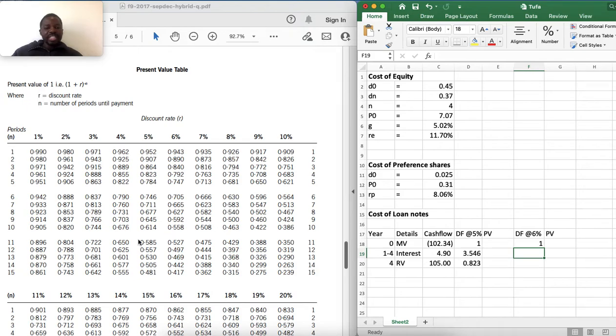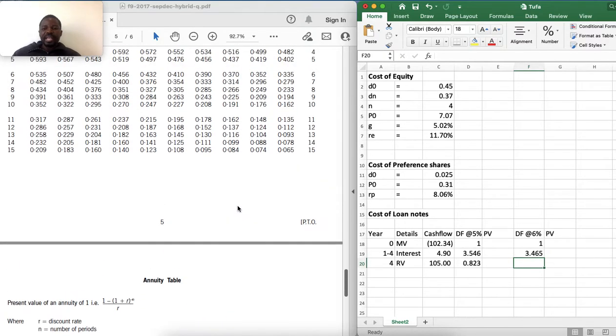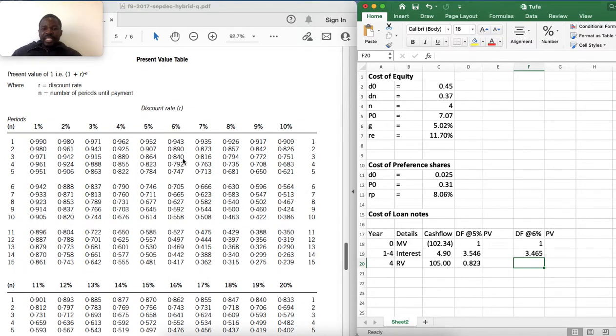As I have demonstrated, we'll use the annuity table here. 6%, 4 years is 3.465. I could have demonstrated again using the present value table, but we do not have time. Then the discount rate for year 6 here is 0.792. We have our discount factors now. We will say cash flow multiplied by the discount factor.